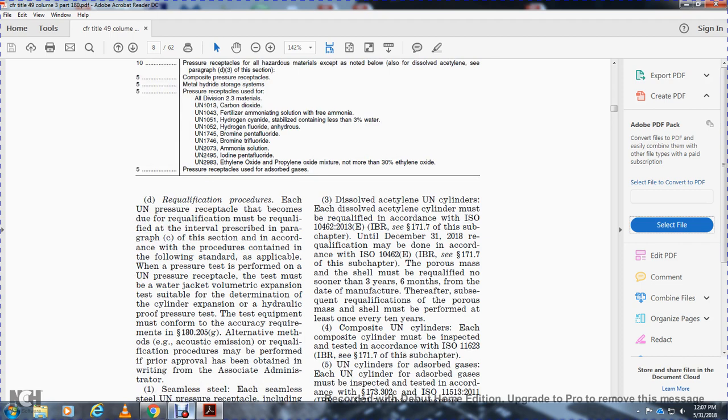2. Requalification procedure. If the UN receptacles have become due, the requalification must requalify with the intervals described in paragraph 3 of this section. According to the pressure that contained with the following standard that applicable when the pressure test is performed in the UN pressure receptacle, the test must be in the water jacket of volumetric expansion suitable for the determination of the cylinder expansion for the hydraulic proof pressure for the test. Equipment must conform with the accuracy requirement of the statute 18205.